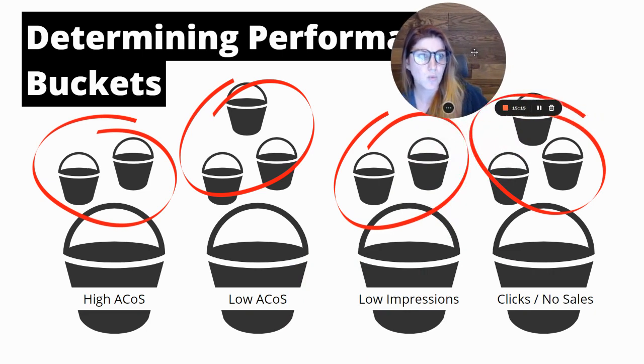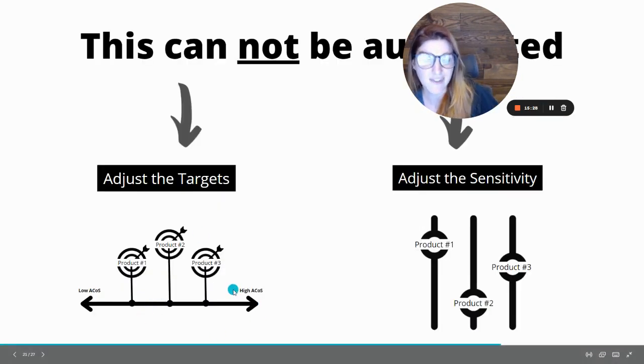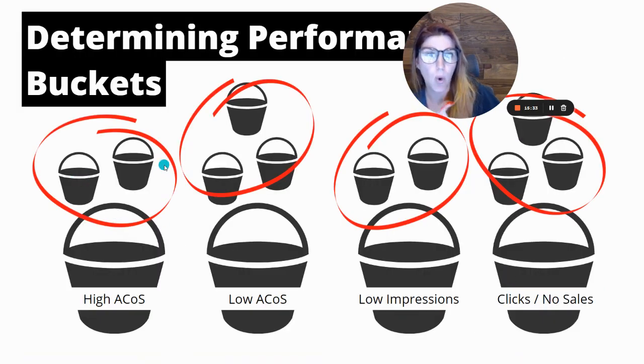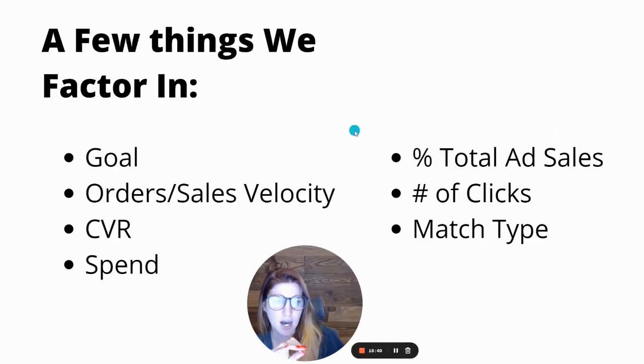So then what we also need to do is determine our performance buckets, right? That's what we've done at Jungler. We have said, okay, these are what we see as our performance buckets. These are the things that we need to be sensitive to. Depending on these two factors, where we're targeting and the sensitivity, that will determine what bucket a specific keyword is going to fall into. So these are the few things that we factor in. There might be a couple more, but this should give you an idea of how you can start developing your own buckets, right?